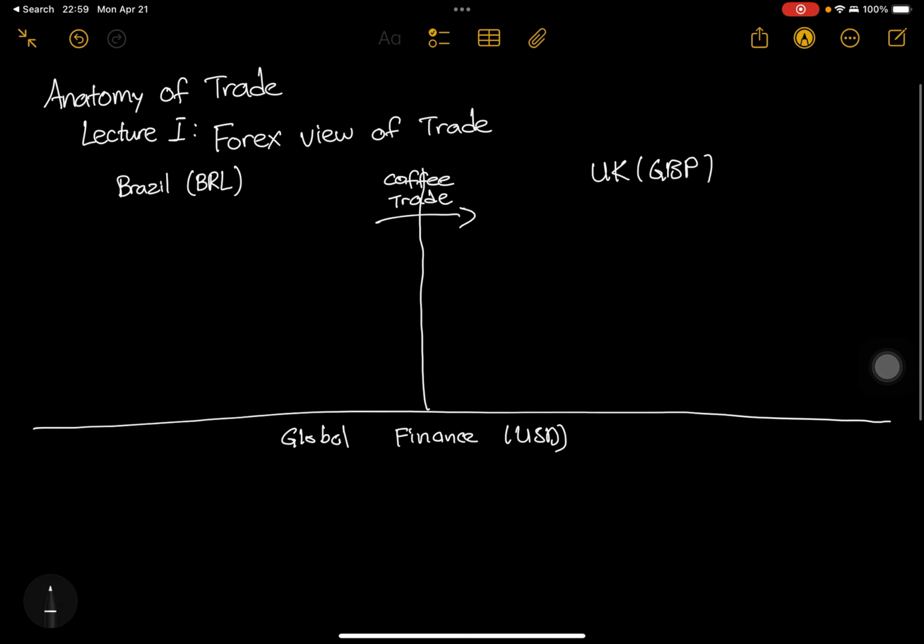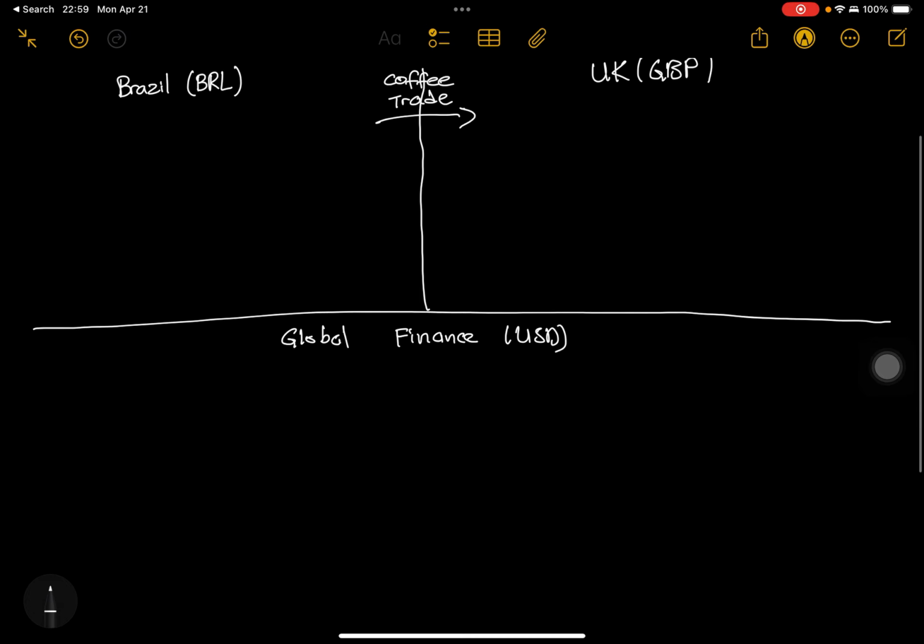So yeah, what I have here is a very simple diagram that I've devised to explain what the basic anatomy of global trade looks like. On the top, we have two squares. On the left, we have a square representing Brazil. Their currency is the Brazilian real, BRL. On the top right, we have a square representing the UK. Obviously, their currency is the Great British Pound. And on the bottom here, we have what I'm calling global finance. And this is denoted in USD.